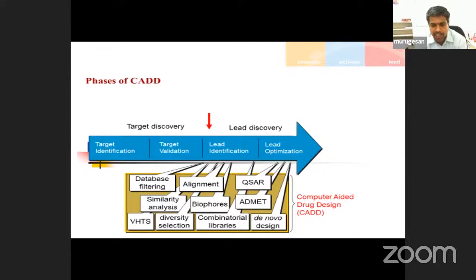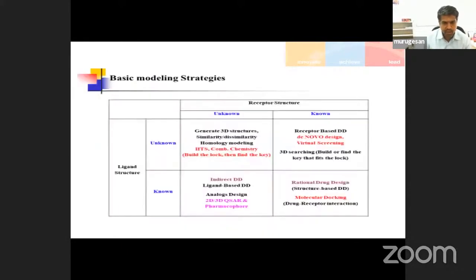For this, the various tools generally used are QSAR, that is quantitative structure activity relationship, and its recent versions like HQSAR, that is 3D, 4D, 5D, all those things. Then ADMETSAR, that is absorption, distribution, metabolism, excretion, and toxicity prediction. Then followed by combinatorial library synthesis, then de novo design. All those things are mainly focused on lead optimization techniques. So these are all the various phases of techniques mainly involved in drug discovery as well as the lead discovery phases. Then these are all the basic modeling strategies.